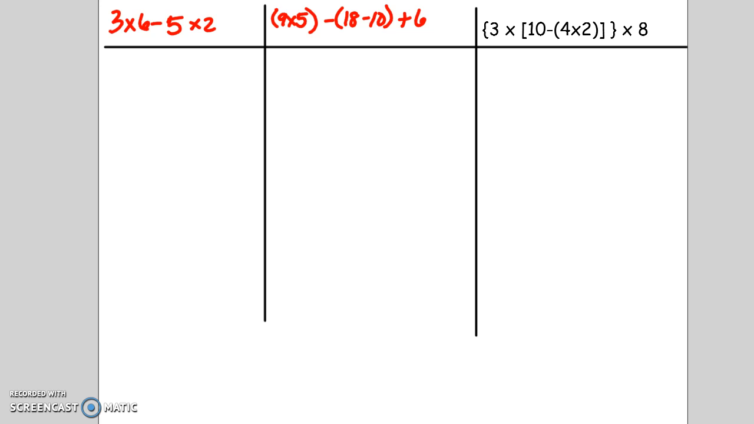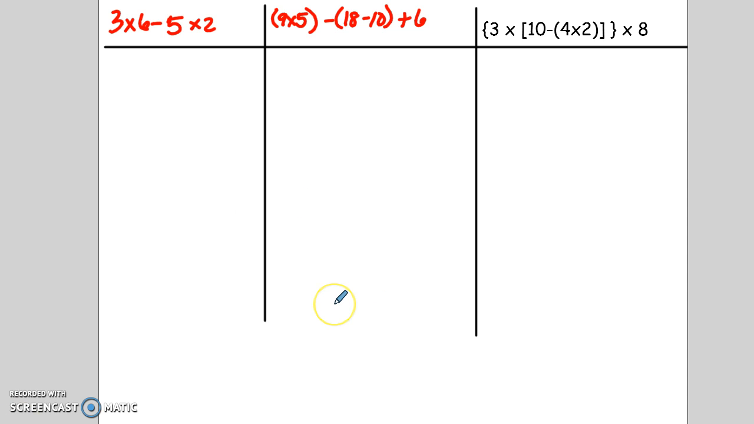This is some instruction for the trapezoid-shaped foldable on page 14 of your interactive notebook. So you're going to need your interactive notebook, a colored pencil, and a regular pencil to follow along with me today. So if you don't need any of those materials, please pause the video and get them now.